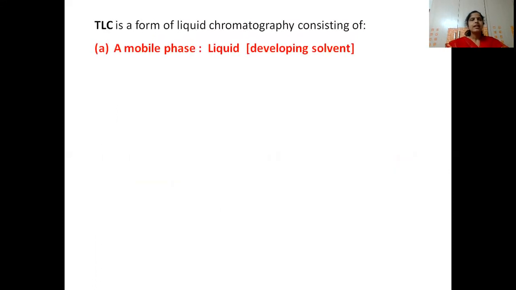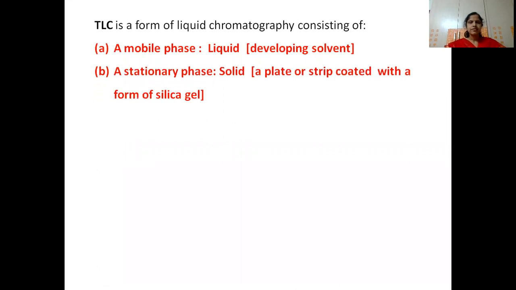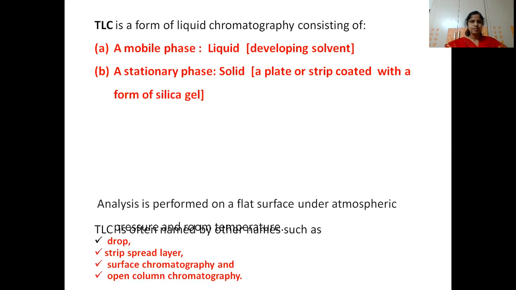Now, as I said in the last class, in all the chromatography techniques, we have two phases, that is the mobile phase and the stationary phase. Even in TLC, we use liquid as the mobile phase. So here the liquid that we use is a developing solvent. The solvents are used as the mobile phase. And the stationary phase that we use is solid, where it is coated onto a glass plate. For example, we generally coat the glass plate with silica gel, which acts as the stationary phase.